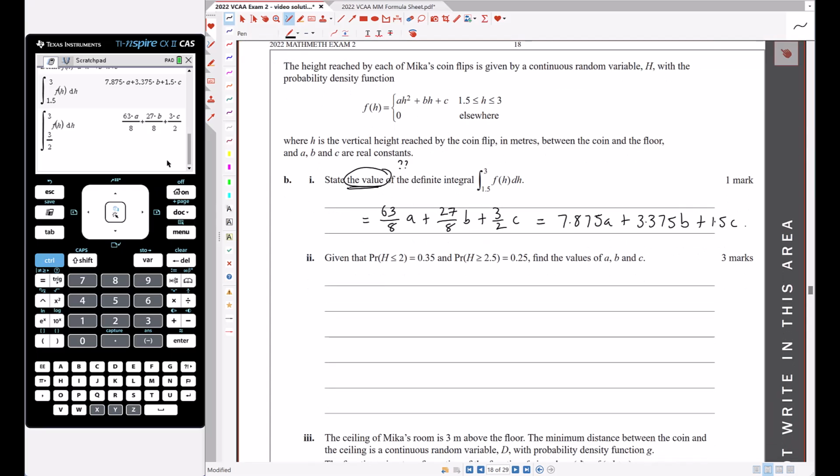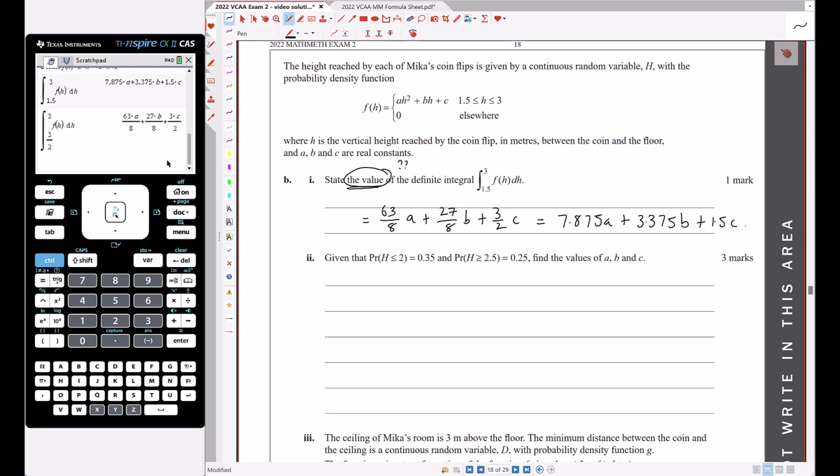Given that the probability of H being less than or equal to 2 is 0.35, H being bigger than or equal to 2.5 is 0.25, find the values of A, B, and C. Okay, so we've got 3 bits of information here that we can use. We know that that total integral, which we've just found in part A, has to be equal to 1.